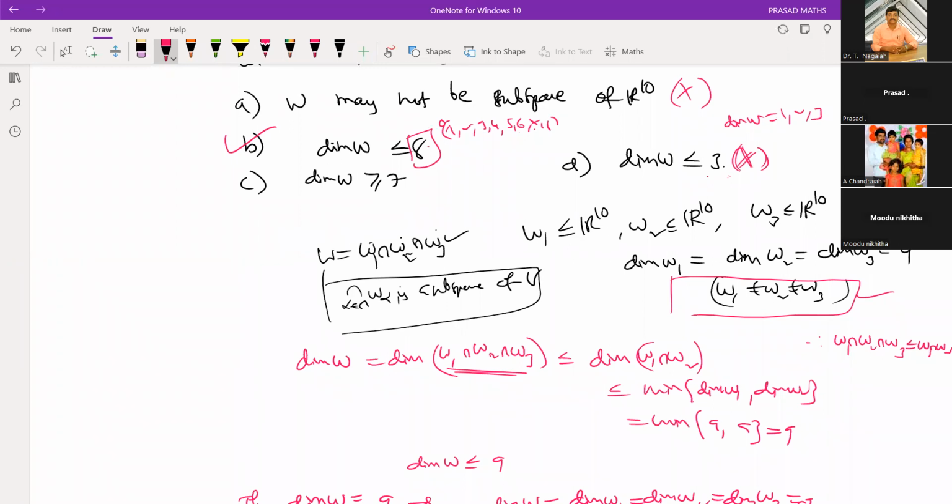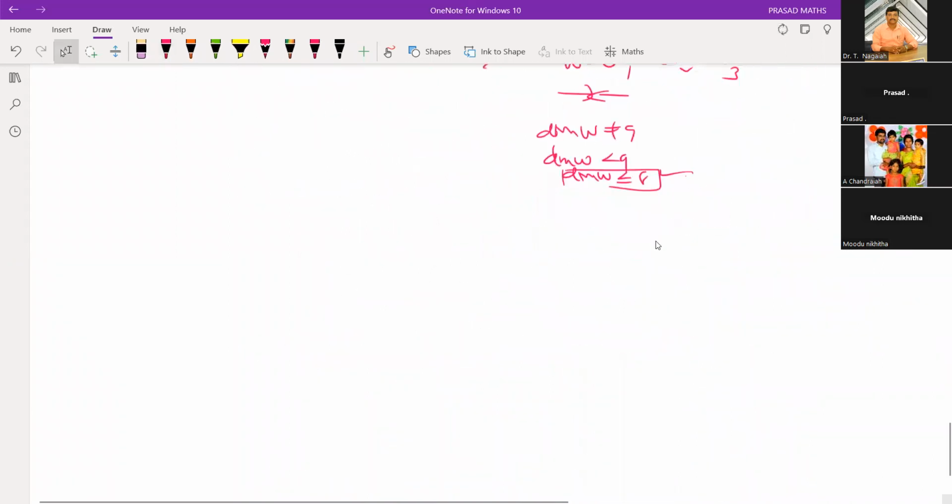So therefore next, look at the C option. What is C option? You need to find the lower bound. How to find the lower bound? Dimension of W is always, what is this actually? Actually, this is nothing but dimension of, you need to write like this. So dimension of W is nothing but dimension of W1 intersection W2 intersection W3.